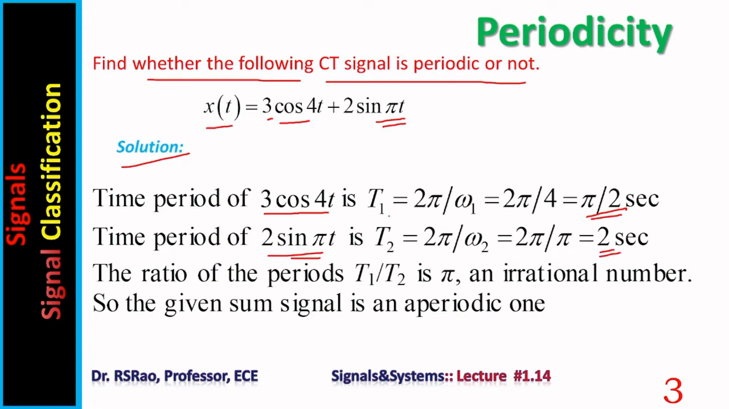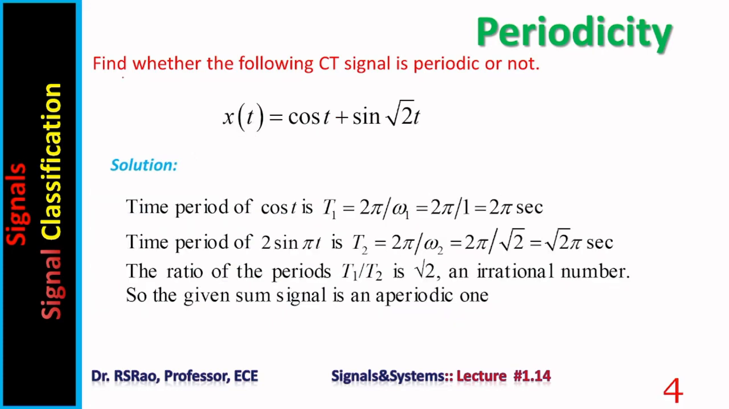Notice T1 is 2 pi by omega 1. Omega 1 is the factor that is multiplying t in the first component. So it is 4. 2 pi by 4 gives you pi by 2 seconds. In the same way, T2 is 2 seconds. The ratio of the periods T1 to T2 is pi by 4, an irrational number. So the given sum signal is an aperiodic one.